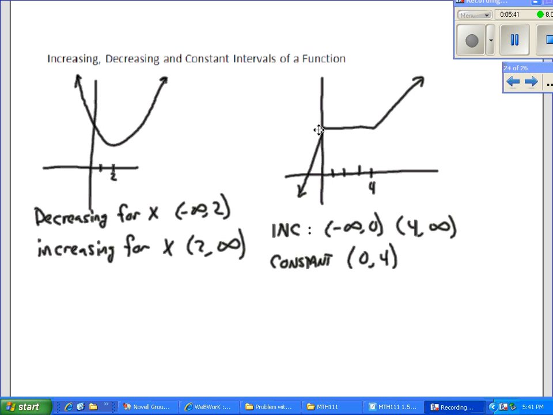This is kind of a funky looking function here. It's still a function because it passes the vertical line test. And it's increasing from negative infinity until we get to x equals 0. Between 0 and 4 it's a constant function, and then from 4 to infinity it's increasing again. So just look at it from left to right, and focus on the x values.